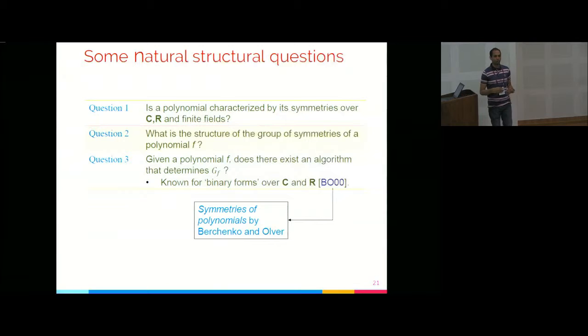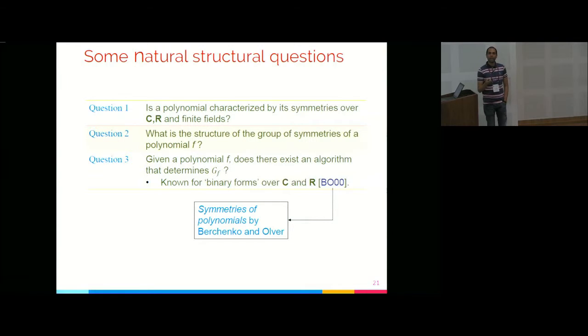So it says that suppose I give you a polynomial, say as a list of coefficients, can you give me an algorithm that outputs the group of symmetries of that polynomial? And it has been stated in the PhD thesis of Grochow again that this is perhaps a hard problem. But what Burchenko and Olver showed is that if you consider special polynomials, for example, binary forms over the field of complex numbers and real numbers, then there is an algorithm for this question. Although I'm not very sure about the complexity of this algorithm, it is far better than the brute force algorithm.